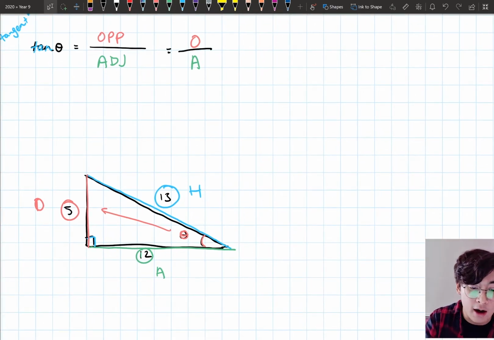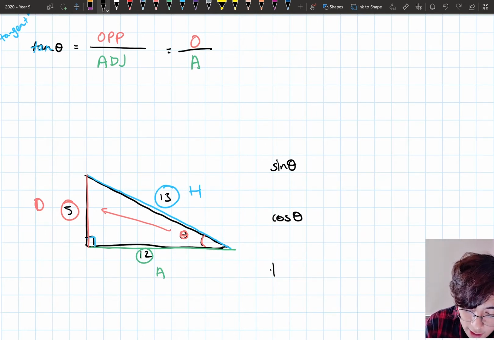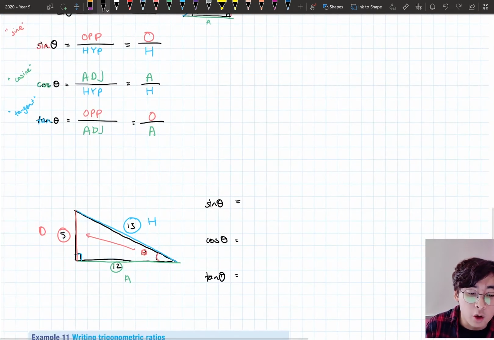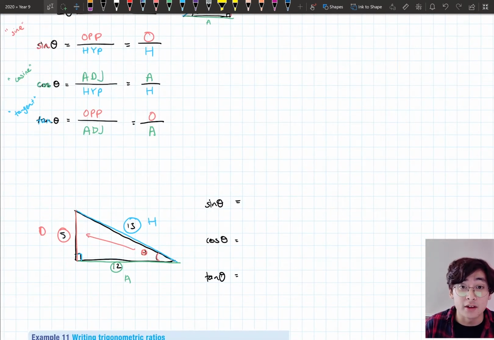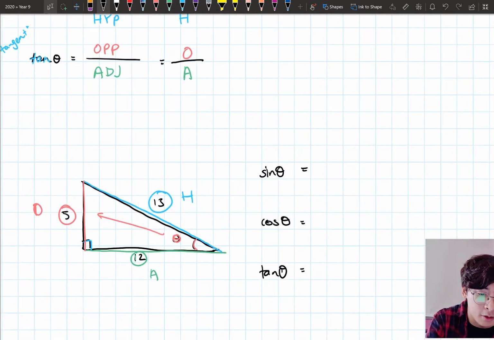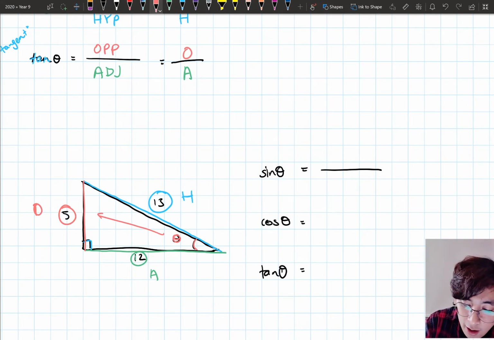Okay, so what I want to do is find sine theta, cos theta, and tan theta for this triangle over here. So let's have a look back at my notes. Sine theta is just the opposite over the hypotenuse. So I'm going to write a line for my fraction. I'm going to look at my triangle. Which side is my opposite? The side over here is my opposite, and that has a length of 5. So I'm going to put 5 over the hypotenuse, 13. That's it.